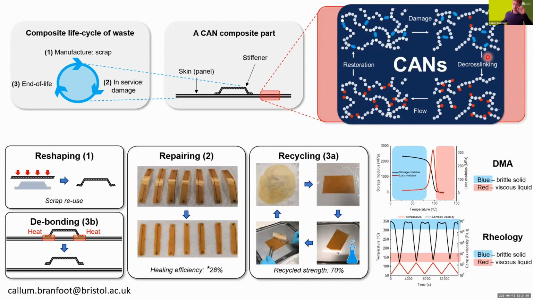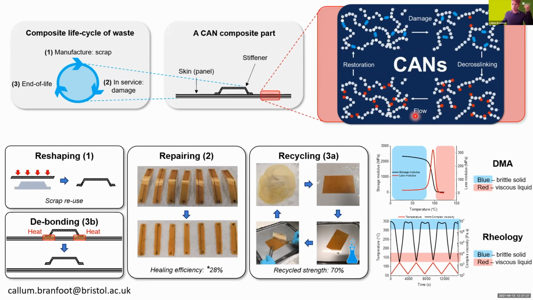And as a consequence, the crosslinks will break. And then this gives the surrounding polymer a really massive drop in viscosity, which allows the polymer chains to flow, to fill cracks and repair damage. When we remove the stimulus, the crosslinks can reform and restore the mechanical performance we had to begin with. So that's the concept of CANs, or covalent adaptable networks.